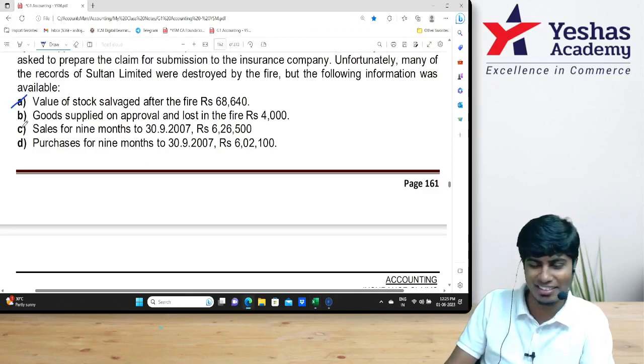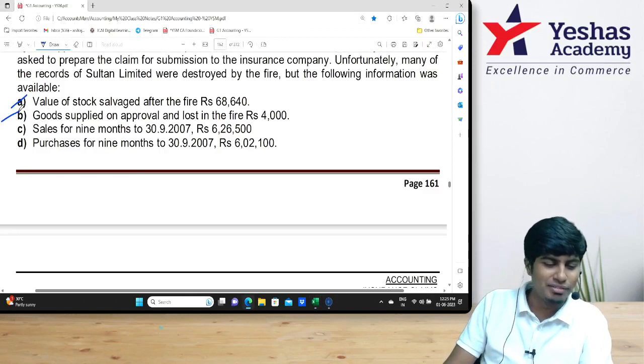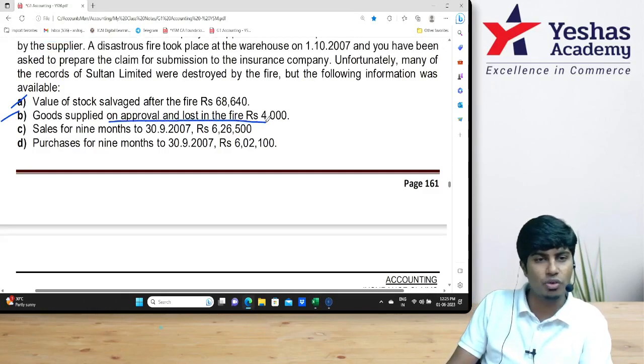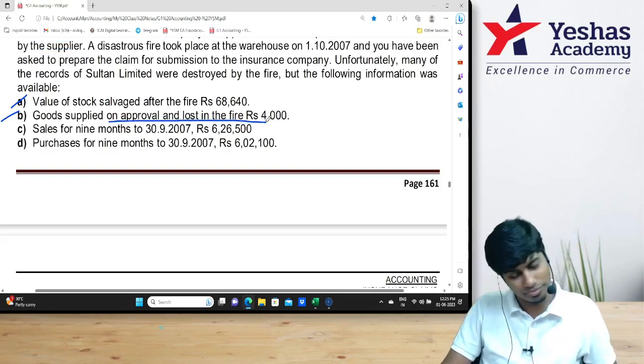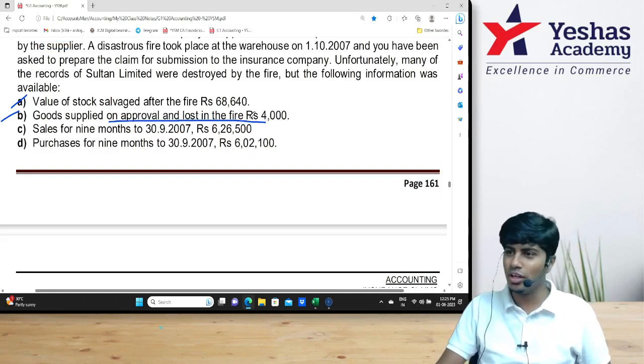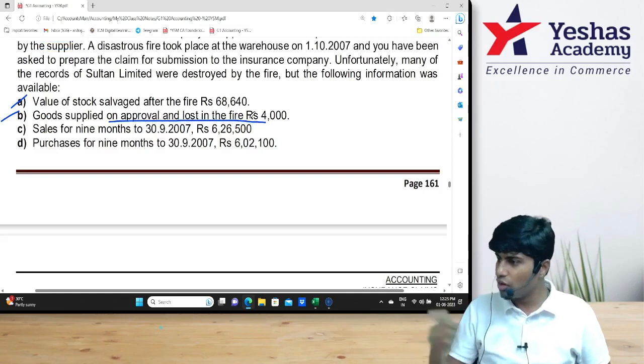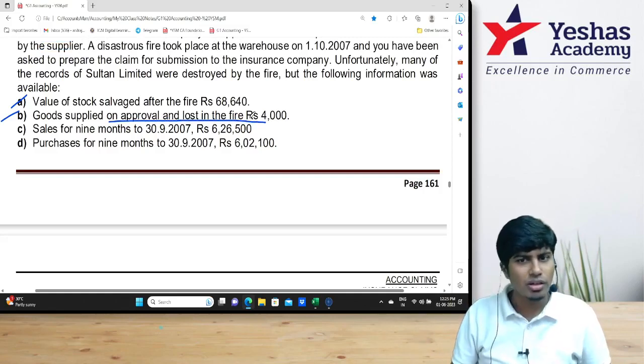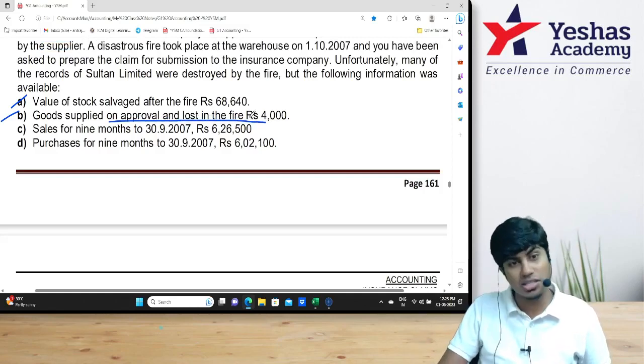Next, goods supplied on approval and lost in fire, 4,000. Do we do anything? Don't do anything. This is including closing stock. If not, we should exclude it. Should we exclude it now? As of now, no. Later we'll see if there is some other adjustment.